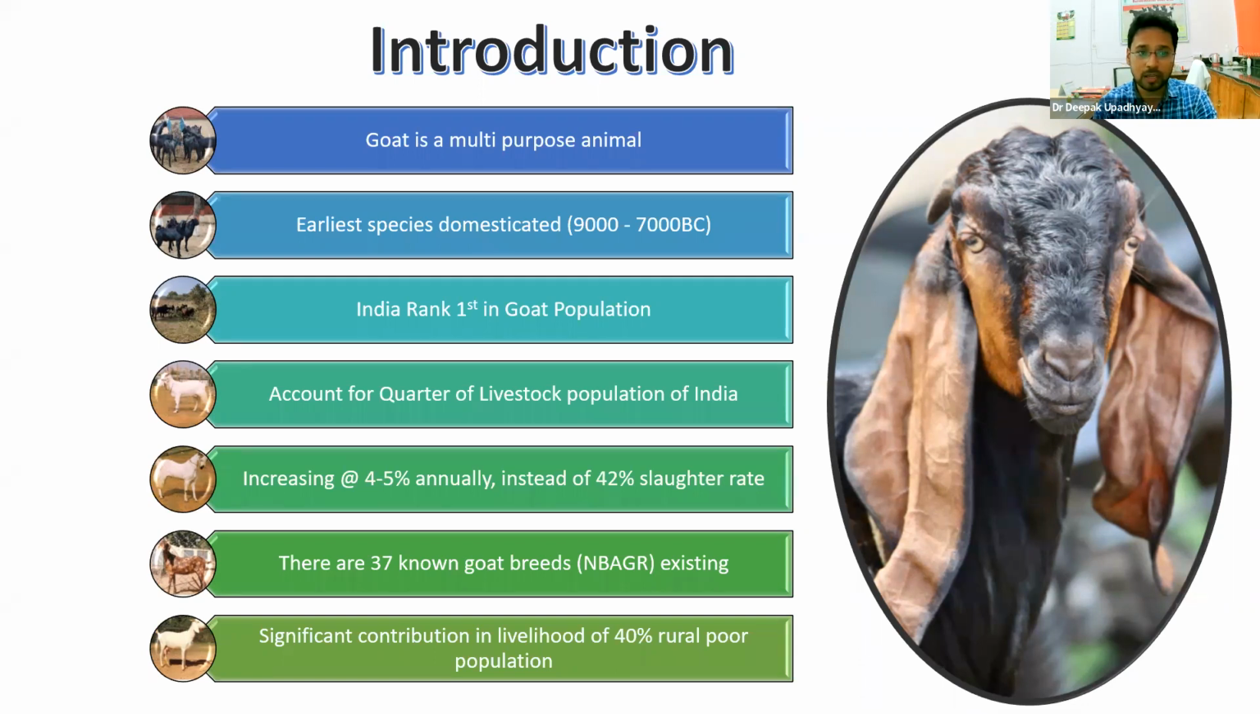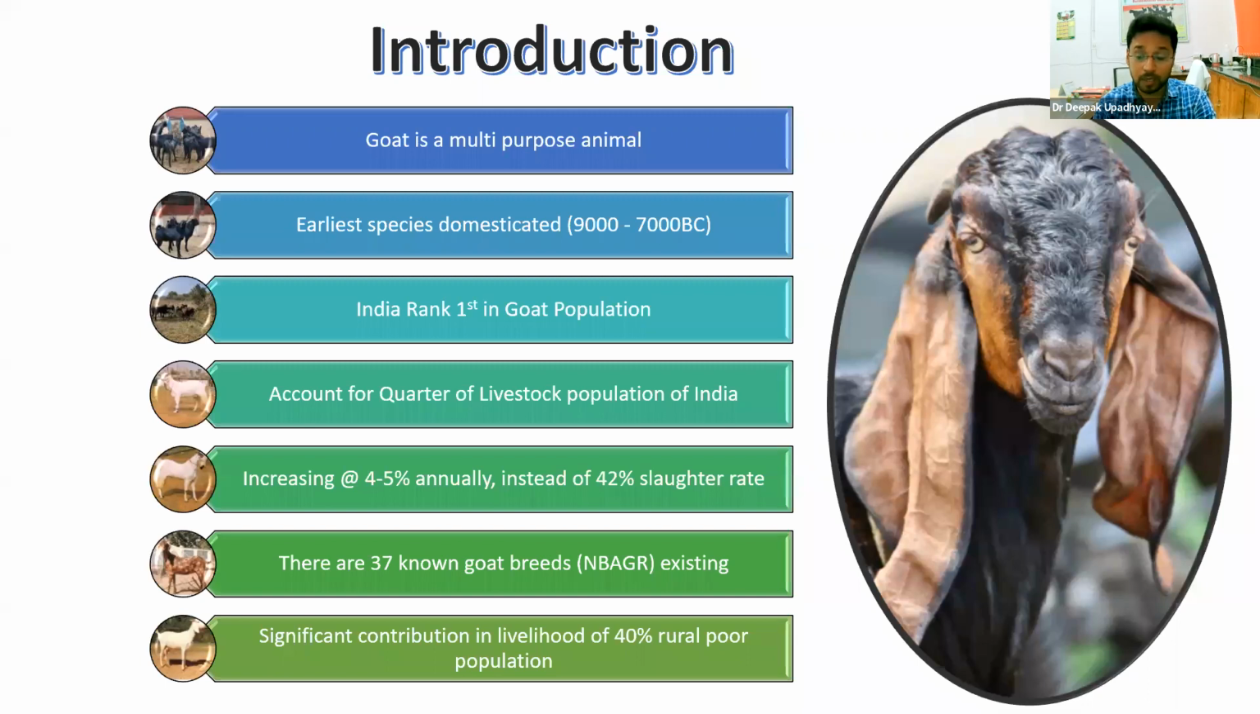India's position in goat population is first. We have around 14.8 crore, around 15 crore goats, and with that we are first in the world. Comparing the goat population with other livestock in our country, goats are 25%, that is a quarter of the livestock population of India, which is around 52 crore.